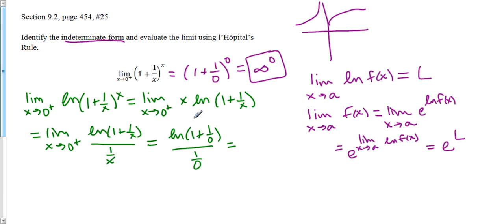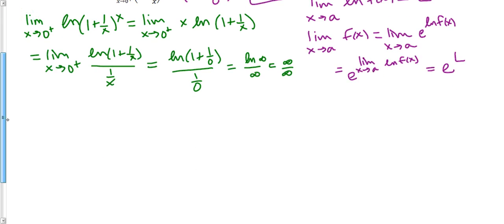And again, what's 1 over 0? Infinity. So I'm basically going to have the natural log of infinity over infinity. So I've got infinity over infinity. That is an indeterminate form that I can apply L'Hopital's rule to. So we are in good shape here, and we can keep going.